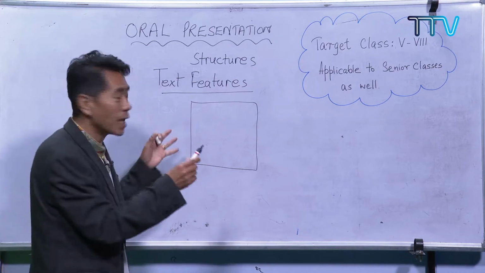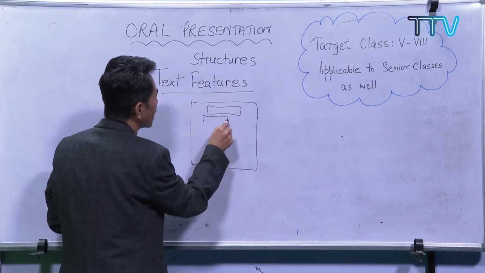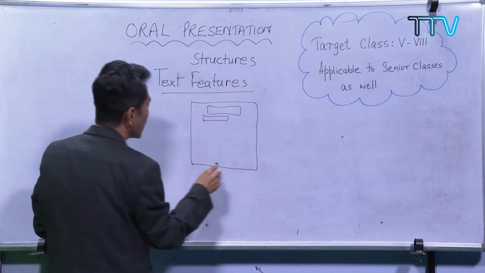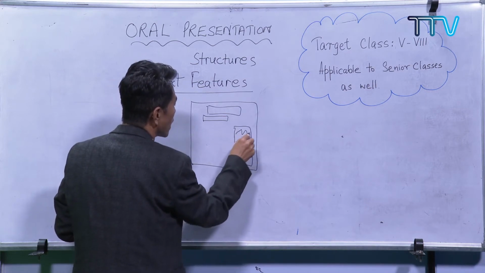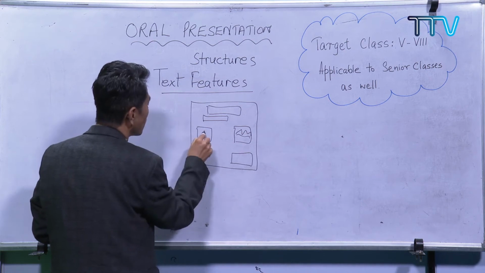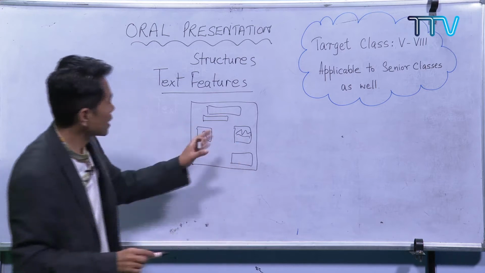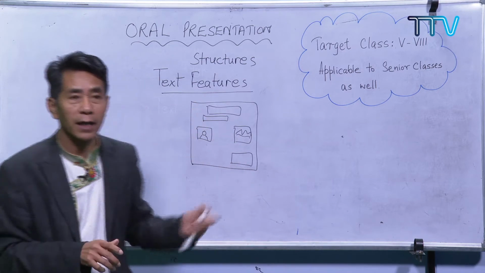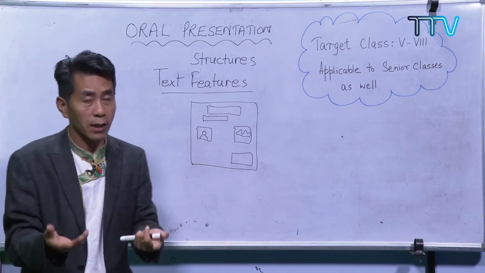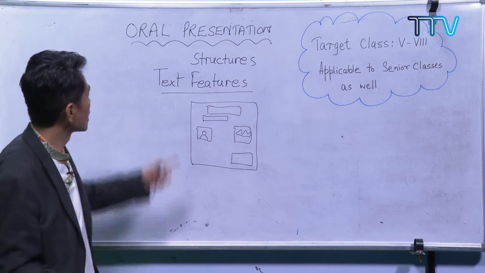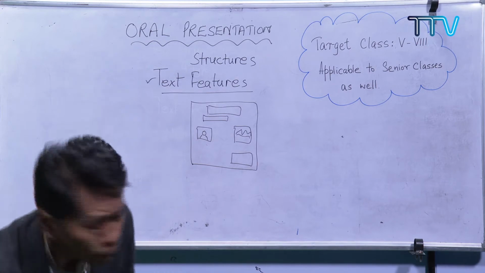there are so many features in this text. There will be a title, there will be a subheading, there will be a text box, there will be some illustrations, there will be some photos. These are the different features, and I've already covered that lesson in my previous session, and those who are interested can go through my first session where I talked about the text features. You got it?